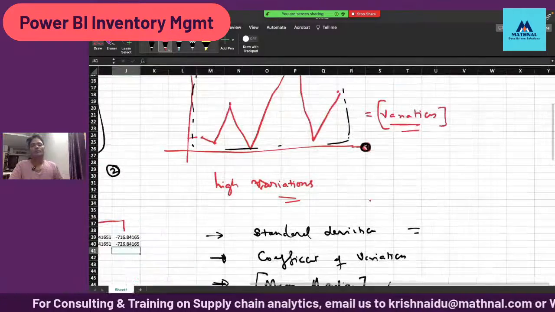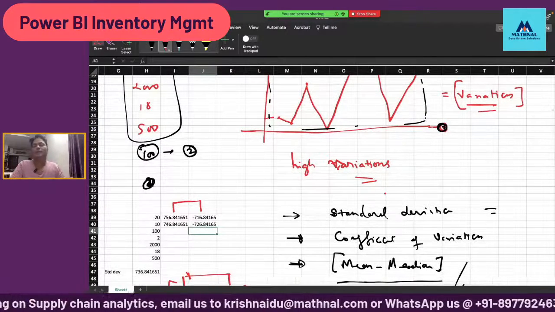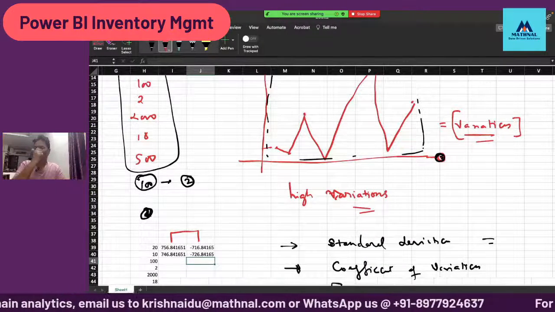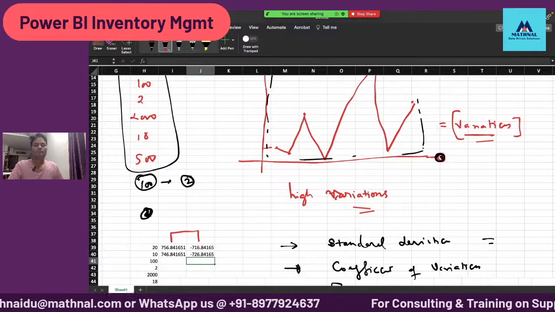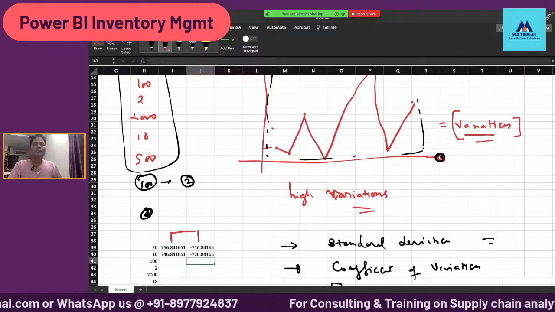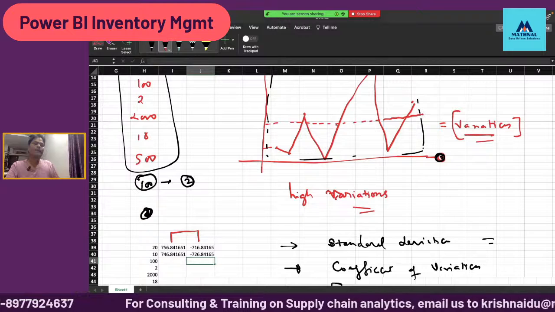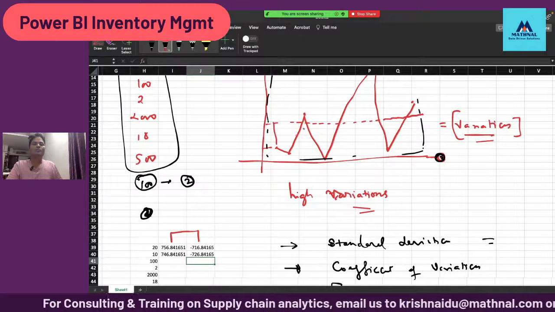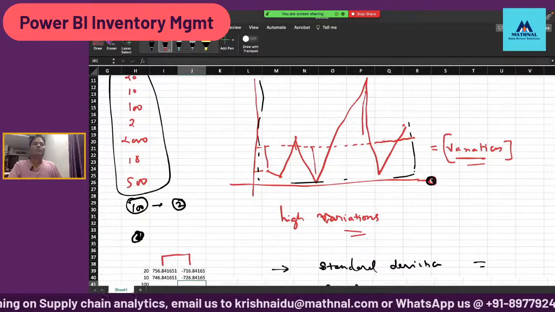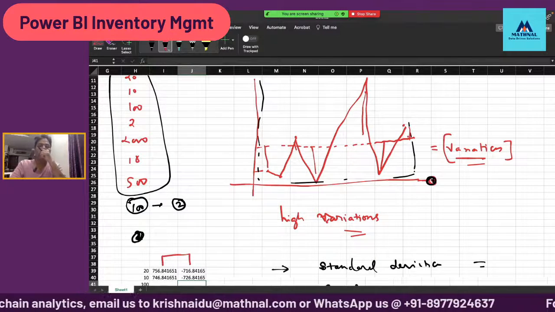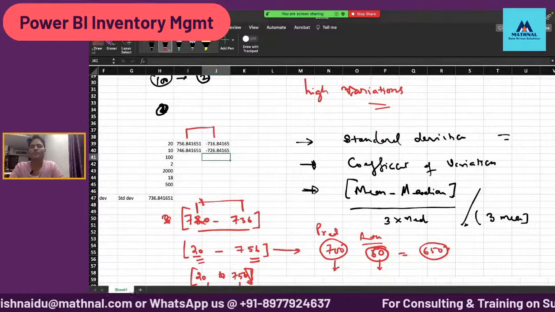So now, standard deviation. What is standard deviation? The average gap between a number and the average. Suppose this is the average of the data. What is the gap between these two? Actual minus predicted. If you want to find the average of this number, let me do that also for you.